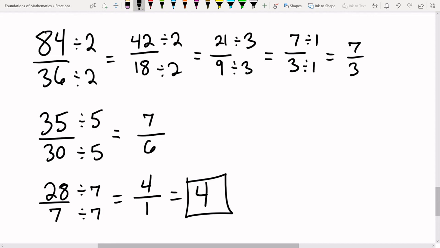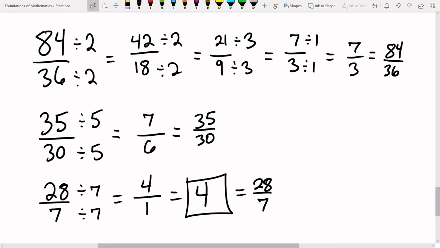Every single thing that I've said here is that 7/3 equals 84 over 36 in reduced terms. 7/6 is the same thing as 35 over 30 in reduced terms. 4 is the same thing as 28 over 7 in reduced terms. And these reduced terms typically are smaller numbers that are easier to work with. That's why we like to do it. Now, the next question is, would we ever go the other way? Would we ever scale up these things then reduce them? And there are cases where we would, and that's typically whenever we want to compare fractions.